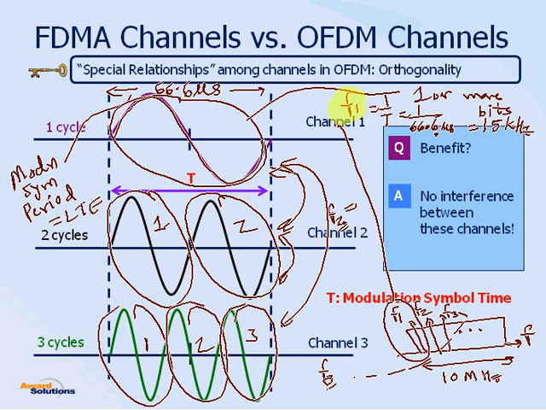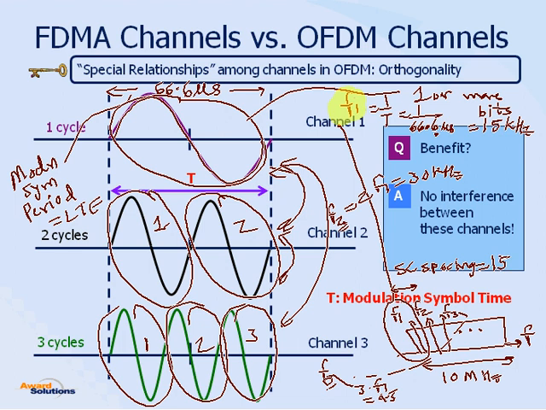F2, you have 2 cycles, so the frequency doubles. So it is 2 times F1, 30 kilohertz. F3, 3 times the carrier frequency of F1. So 3 times 15, 45 kilohertz. So basically, the spacing between 2 subcarriers is 15 kilohertz.